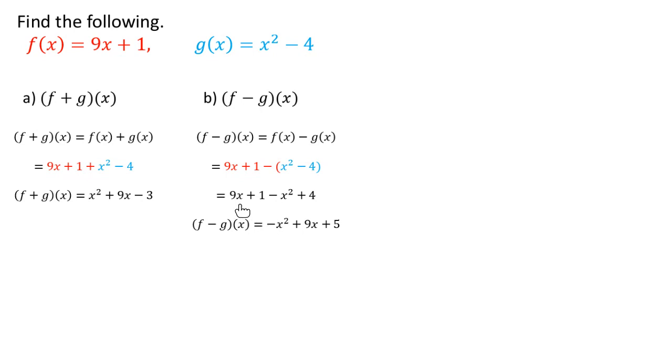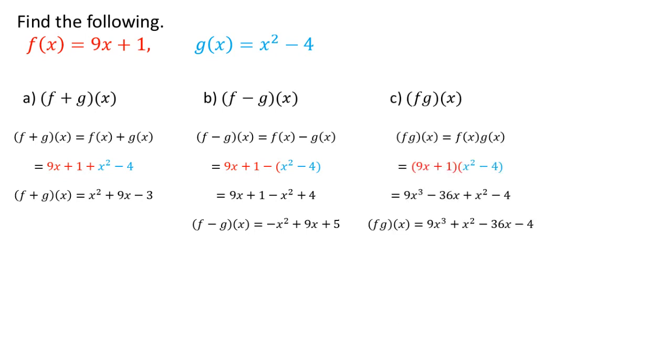We don't have anything else with the x, so that goes next. It's a 9x. But then again, we have two constants again. We have a plus 1 and a plus 4. So we add these two constants. We have plus 1 plus 4 is a plus 5. So function f minus function g equals negative x squared plus 9x plus 5. Okay?